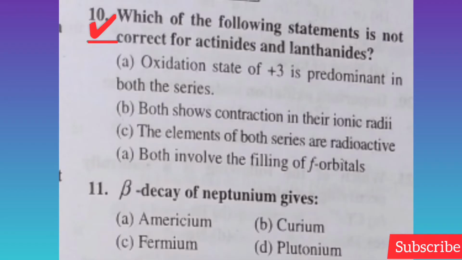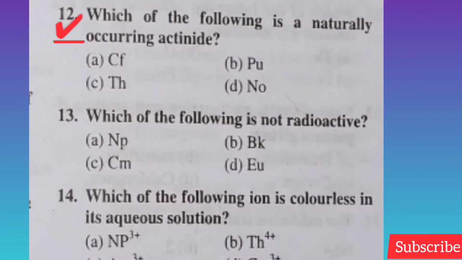Which of the following statement is not correct for actinides and lanthanides? Option C is correct. The element of both series are radioactive. ये ऑप्शन गलत है. जो एक्टिनाइड्स होते हैं वो रेडियो एक्टिव होते हैं, जो लैंथेनाइड्स होते हैं वो रेडियो एक्टिव नहीं होते हैं. बीटा डिके ऑफ नेपटूनियम गिव्स. ऑप्शन डी इज करेक्ट. विच ऑफ द फॉलोइंग इज द नेचुरल अकरिंग एक्टिनाइड्स? ऑप्शन सी इज करेक्ट. विच ऑफ द फॉलोइंग इज नॉट रेडियो एक्टिव?